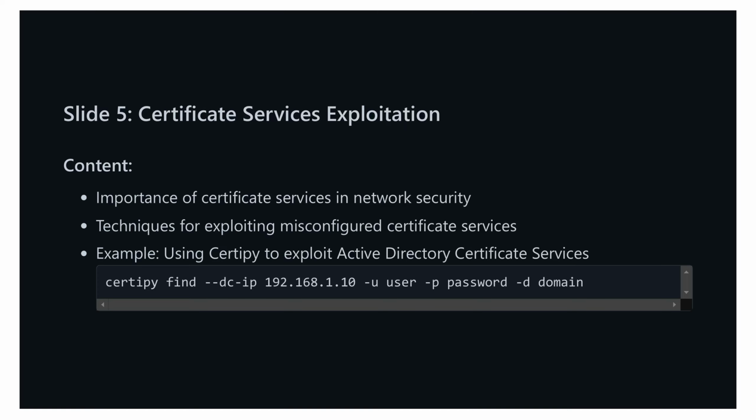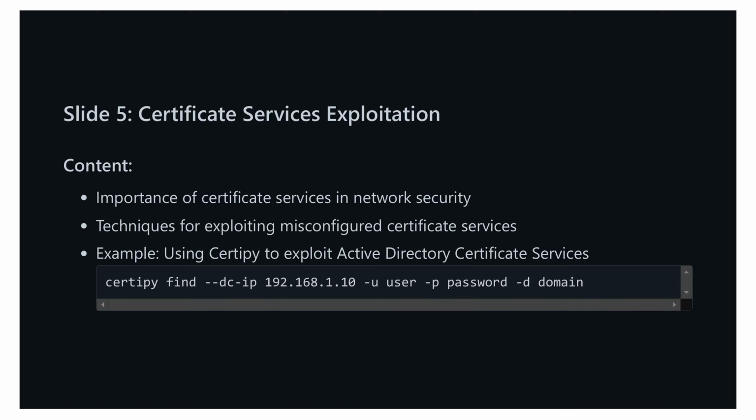In this slide, we'll be shifting our focus from on-path attacks to the exploitation of certificate services, which is a crucial aspect of network security. Certificate services play a significant role in ensuring secure communications within a network by verifying the identities of the entities involved. When these services are misconfigured, they can become a gateway for attackers to gain unauthorized access. One commonly used tool for exploiting misconfigured certificate services is Certipy. With Certipy, an attacker can locate and exploit vulnerabilities within Active Directory certificate services.